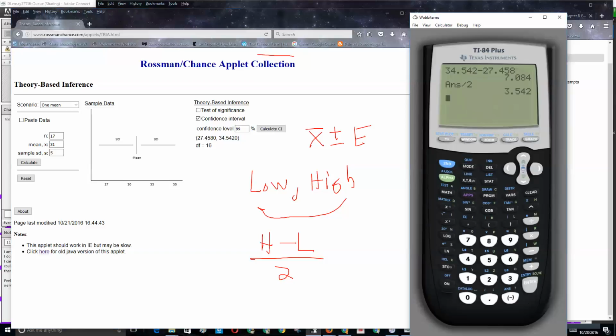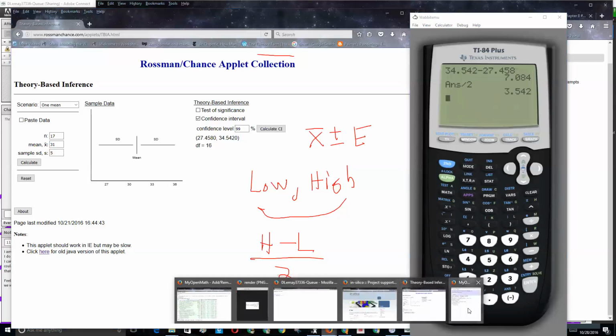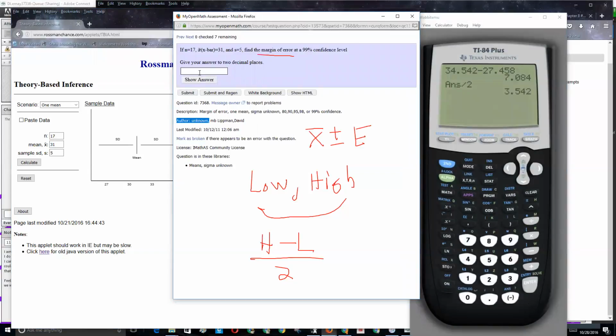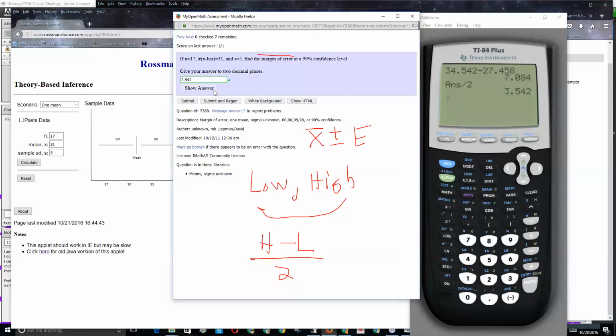So let's see if I can't find that and try entering it and see how I do. 3.542. Notice I went 3 decimal places. Let's see if it likes it. And it did. Okay, so that's how you do this kind of problem.